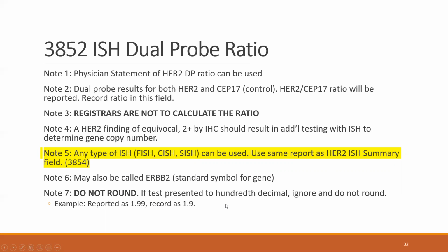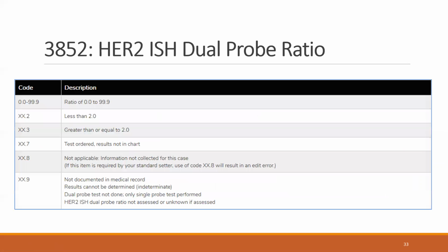Do not round this field. If you have the hundredth decimal, you're going to drop it and just code the 1.9. So we are looking for a ratio for this field. Also, we are not calculating the ratio. They need to give it to you. So it's going to be a low number. We want the actual number over this general term of less than or greater than 2, if you have that.